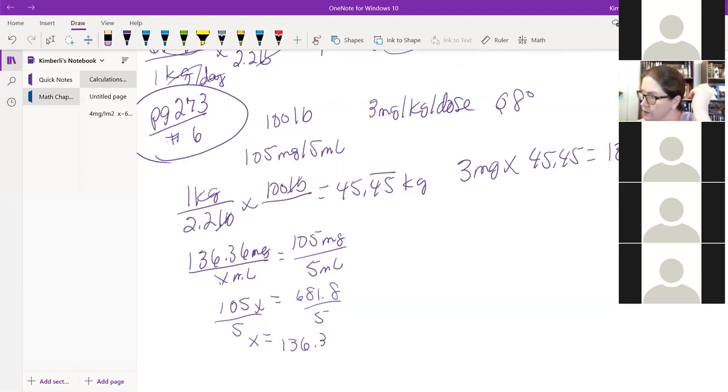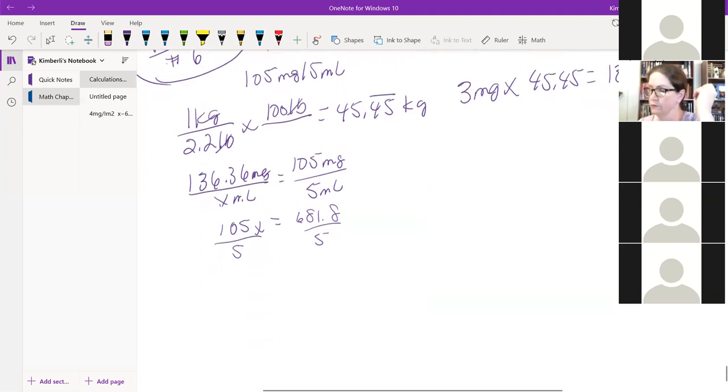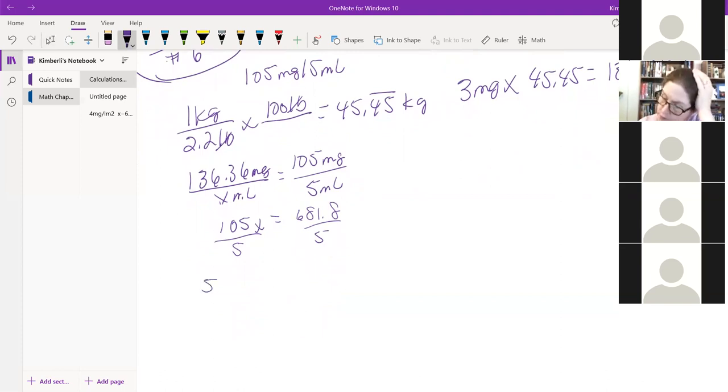Wait, I'm doing this wrong. Oh, yeah, I put 5 mLs over 105 milligrams times 136.36 milligrams over 1. Yeah, that's right. Let's go ahead and do it that way. 5 mLs over 105 milligrams times 136.36 milligrams over 1. And then the milligrams are going to cancel. And we have that 6.5 mL.